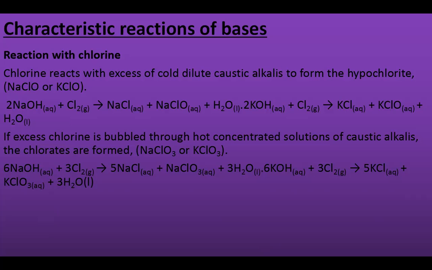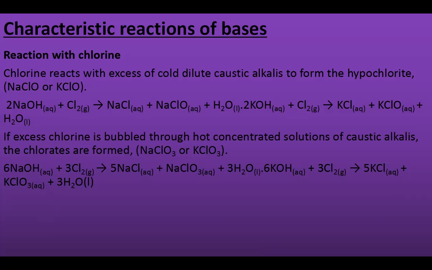The other one is potassium hydroxide plus chlorine gas, which gives potassium chloride plus potassium hypochlorite plus water. So the two main compounds formed are the chloride of a metal and the hypochlorite, and the last part is water. You get these compounds after the reaction.